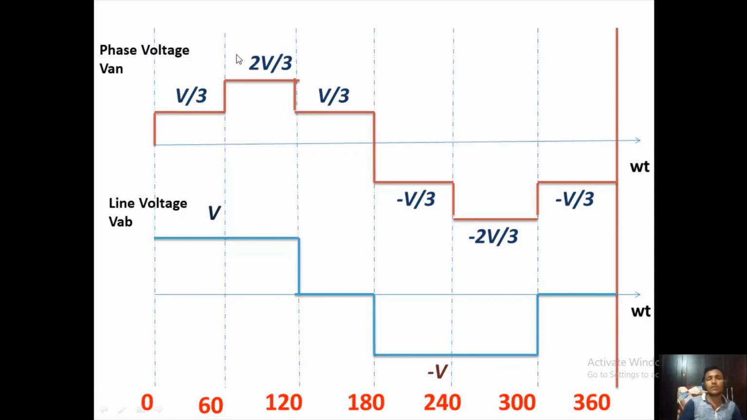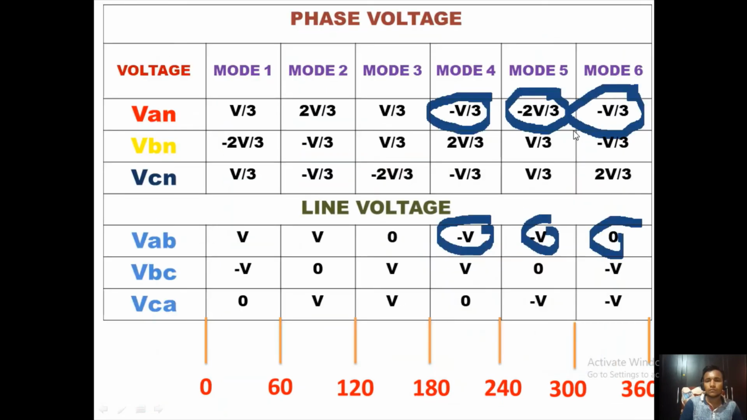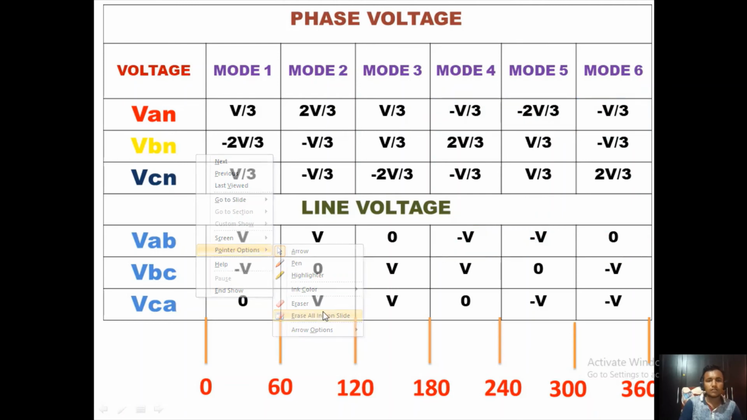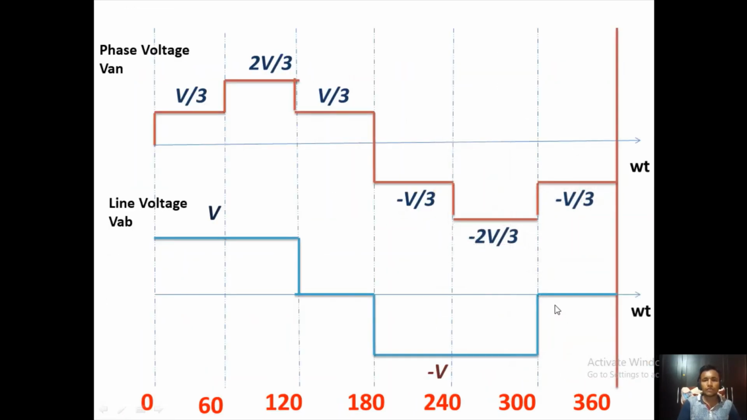So in this way we can draw the waveforms for phase voltage VAN, phase voltage VBN, VCN and line voltage VAB, VBC and VCA. So similarly you can draw the waveforms for this. Here you can see the phase voltage is in 6 steps, that is step 1, step 2, step 3, step 4, step 5 and step 6. So here is a step waveform, so it is also called a 6-step inverter.